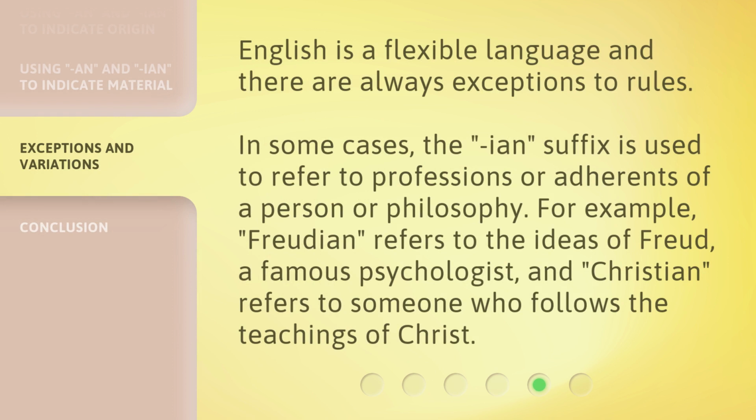English is a flexible language and there are always exceptions to rules. In some cases, the -ian suffix is used to refer to professions or adherents of a person or philosophy. For example, Freudian refers to the ideas of Freud, a famous psychologist, and Christian refers to someone who follows the teachings of Christ.